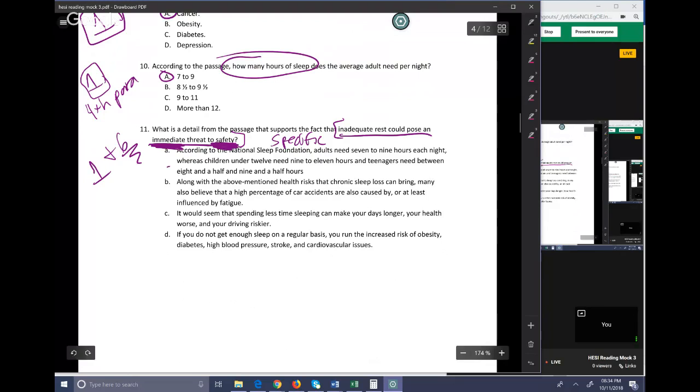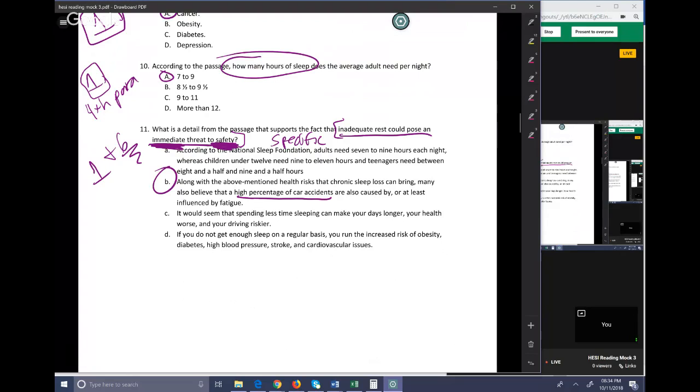The one that's going to work for this is B. This is a sentence straight out of the article: along with the above mentioned health risks that chronic sleep loss can bring, many also believe that a high percentage of car accidents are caused by or influenced by fatigue.